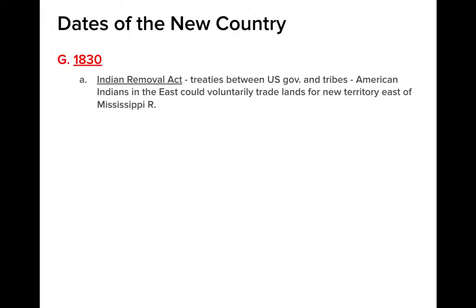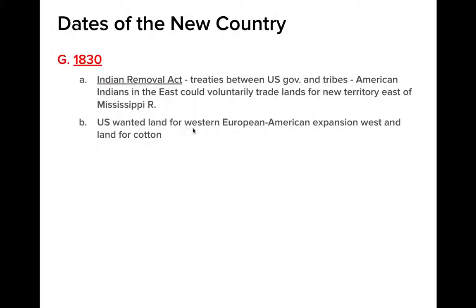Okay, next date is 1830. This is called the Indian Removal Act, and they were treaties between the U.S. government and tribes, and there were several tribes. The American Indians in the East could voluntarily trade their lands for new territory west of the Mississippi River. The key word here is voluntarily. That means they could stay if they wanted.